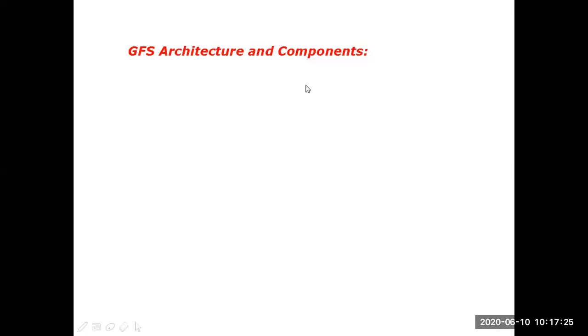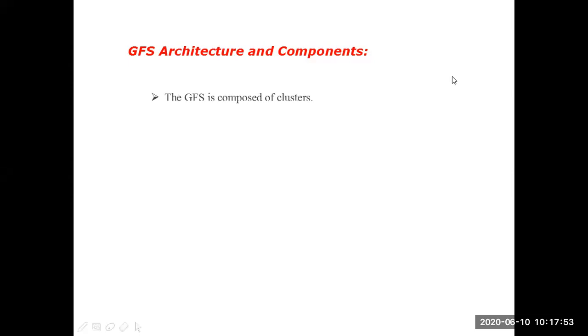Okay, when we come to the architecture of the Google file system, a Google file system is composed of clusters. A number of clusters will be there. What is a cluster? Generally, a cluster means a group. A Google file system is a combination of a number of clusters.